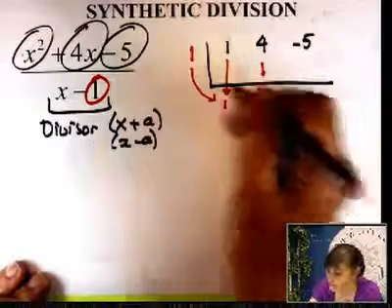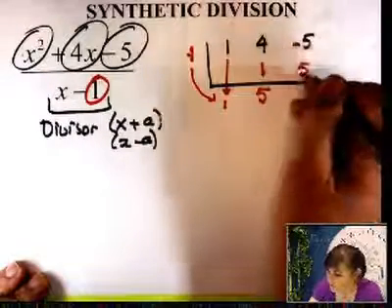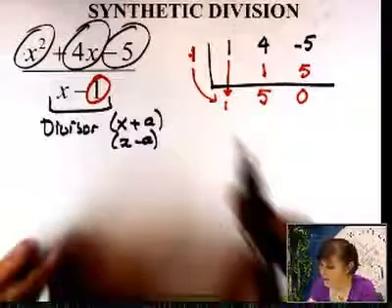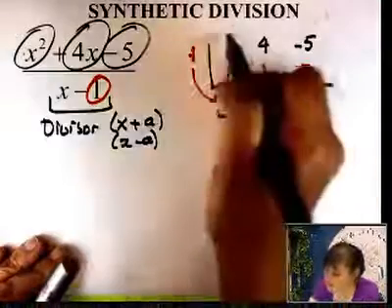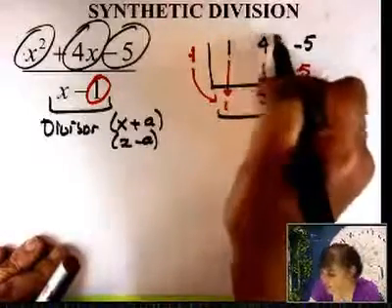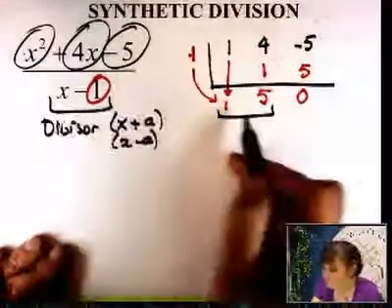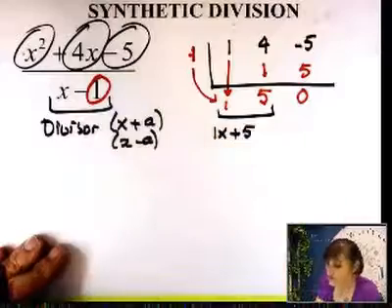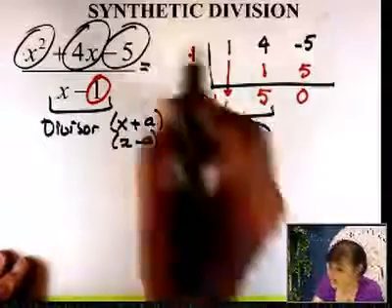Then you multiply this by this number again. 5 times 1, that's 5. Negative 5 plus 5, that's 0. And this guy is the coefficient of what you ended up with. But since this was x squared, this one is going to be 1 less power because you're dividing by x. So the answer is 1x plus 5. So the question is, divide this by that, the answer is x plus 5.